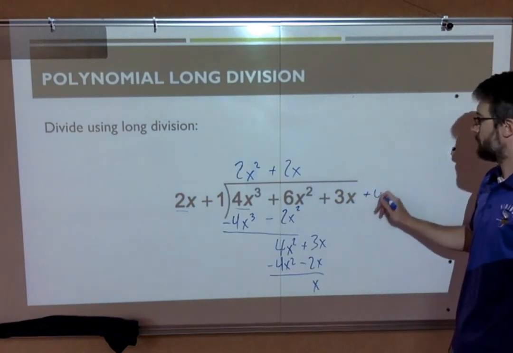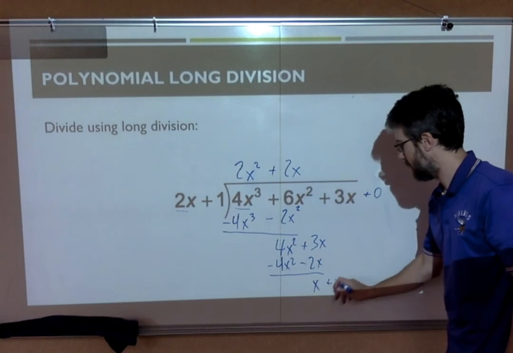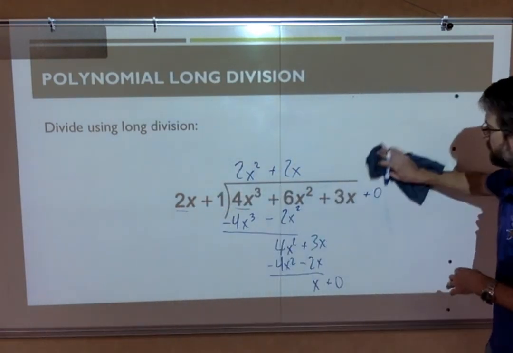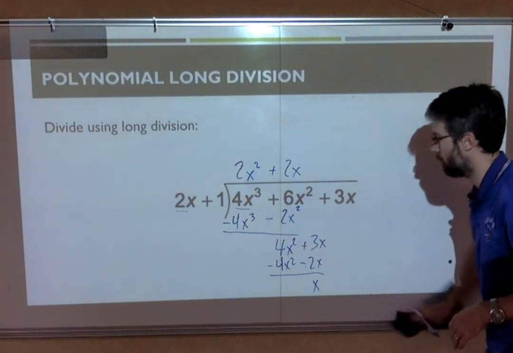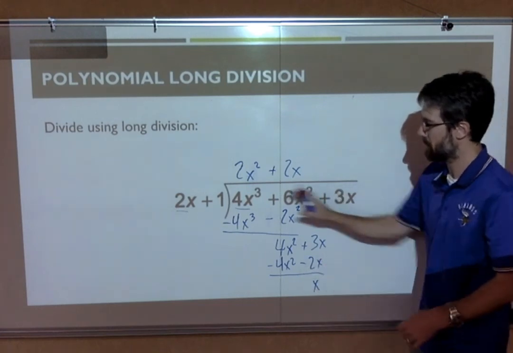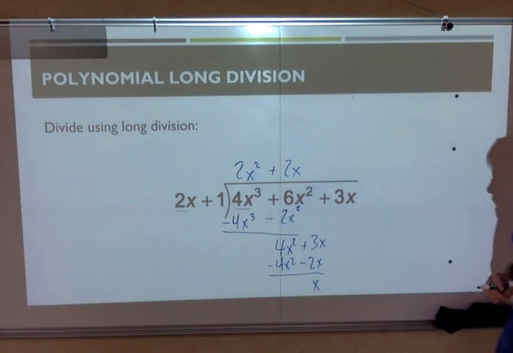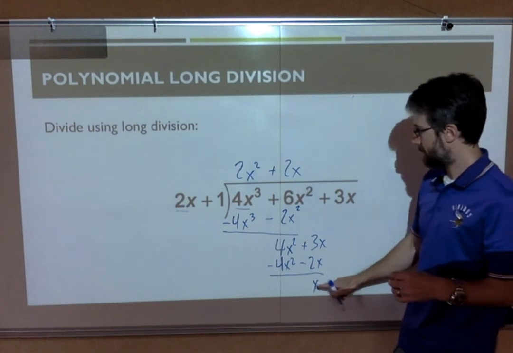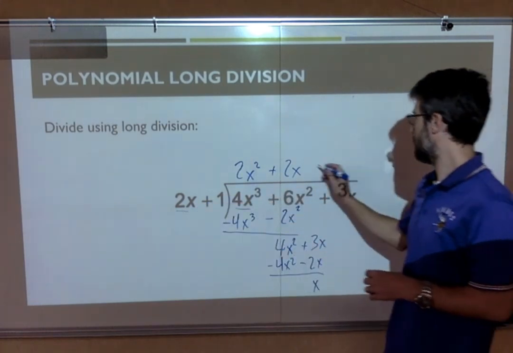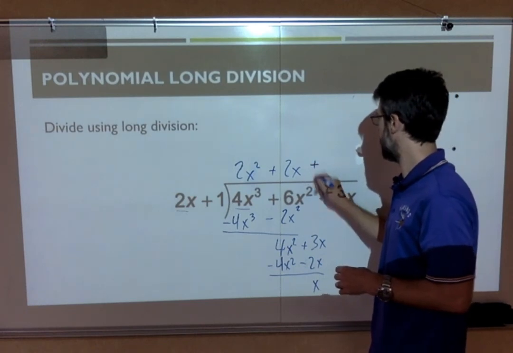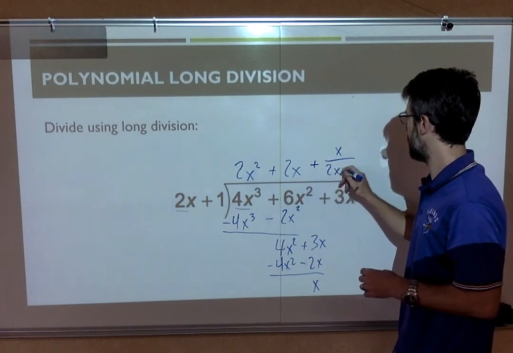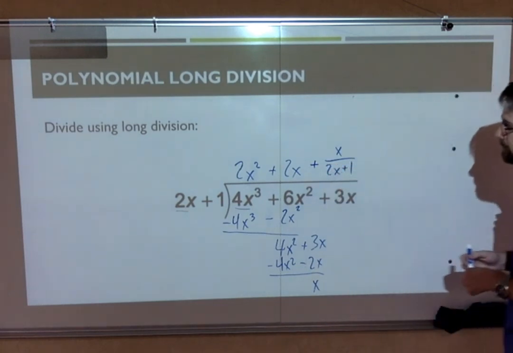We could put a plus 0 over here and bring that down. It's not really necessary in this case. We really want the placeholders if there's a missing power of x in between somewhere, but this is 3, 2, 1, like there's nothing missing between the highest and the lowest, so we don't really need it. Okay, so x divided by 2x, that doesn't divide evenly, so that's going to be my remainder, and it's going to be x over 2x plus 1.